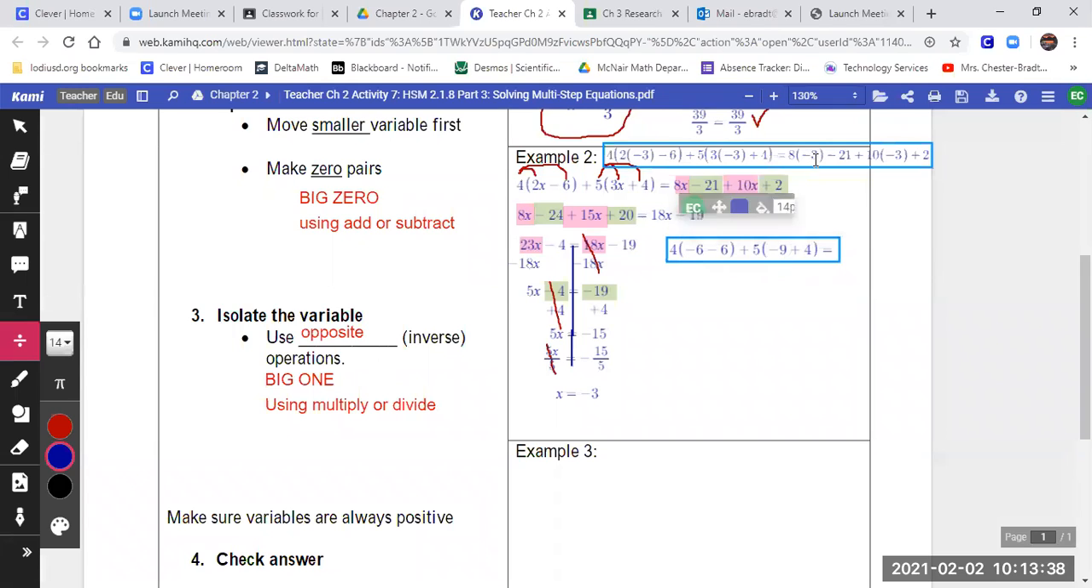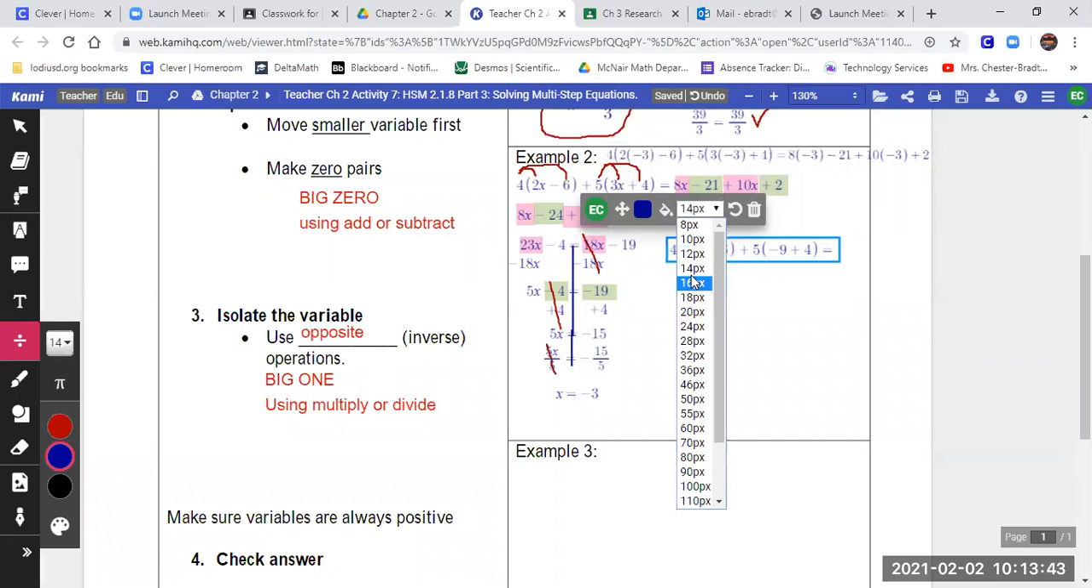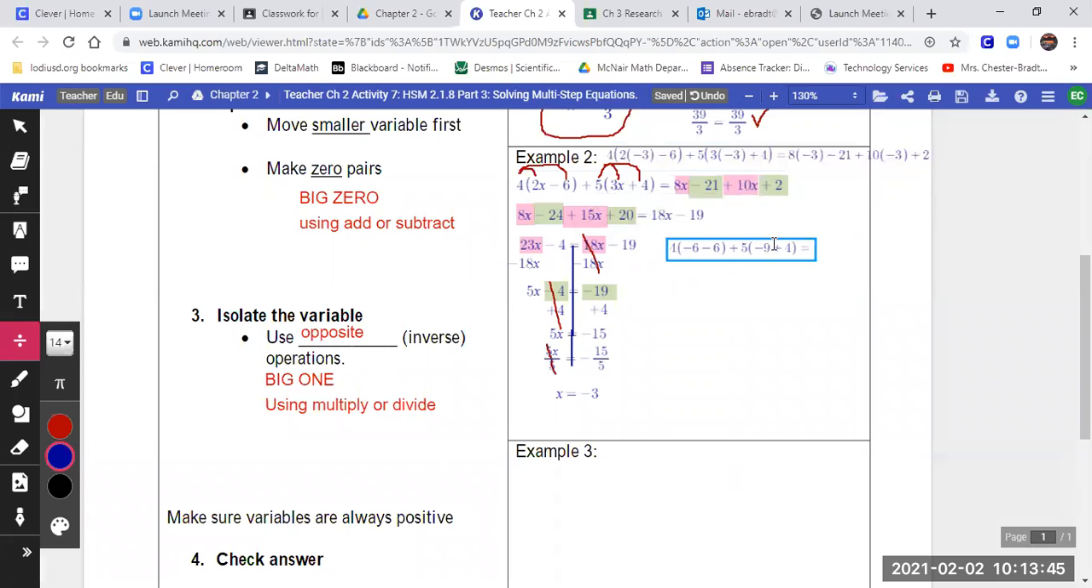And that equals an 8 times a negative 3. We're working on the right side. 8 times negative 3 is negative 24, minus a 21 because that was already there. 10 times negative 3 is negative 30, and the plus 2 was already there.